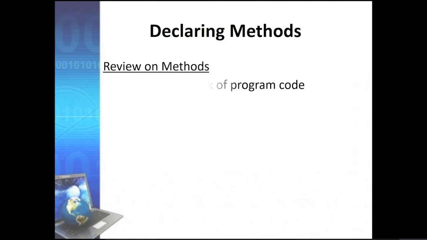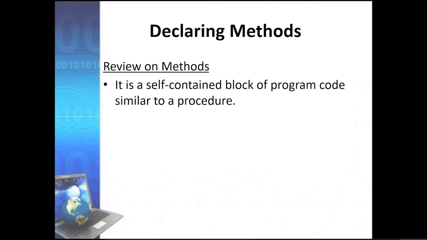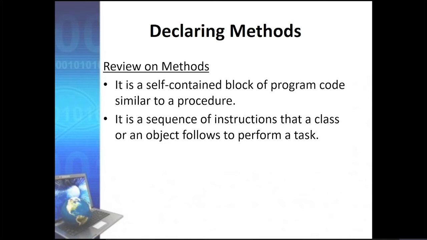So, declaring a method. How do we declare methods? Okay, a review on methods. We are familiar with what a method is. It is a self-contained block of program code similar to a procedure. It is a sequence of instructions that a class or object follows to perform a task.